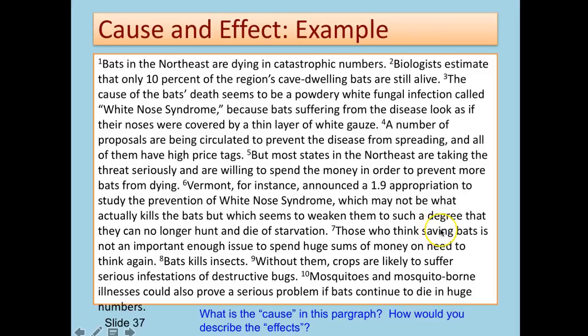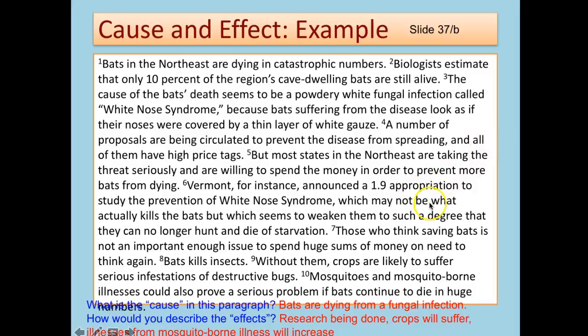Bats in the Northeast are dying in catastrophic numbers. Biologists estimate that only 10% of the region's cave-dwelling bats are still alive. The cause of the bat's death seems to be a powdery white fungal infection called white nose syndrome, because bats suffering from the disease look as if their noses were covered by a thin layer of white gauze. A number of proposals are being circulated to prevent the disease from spreading, and all of them have very high price tags. But most states in the Northeast are taking the threat seriously, and they're willing to spend the money in order to prevent more bats from dying.